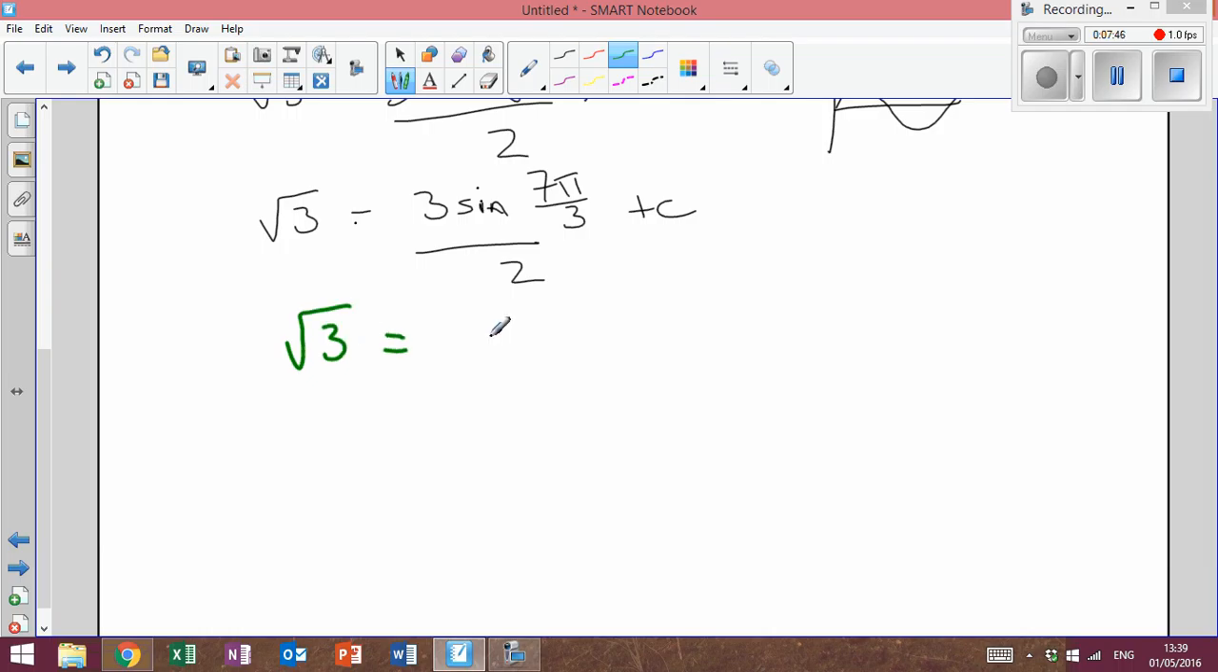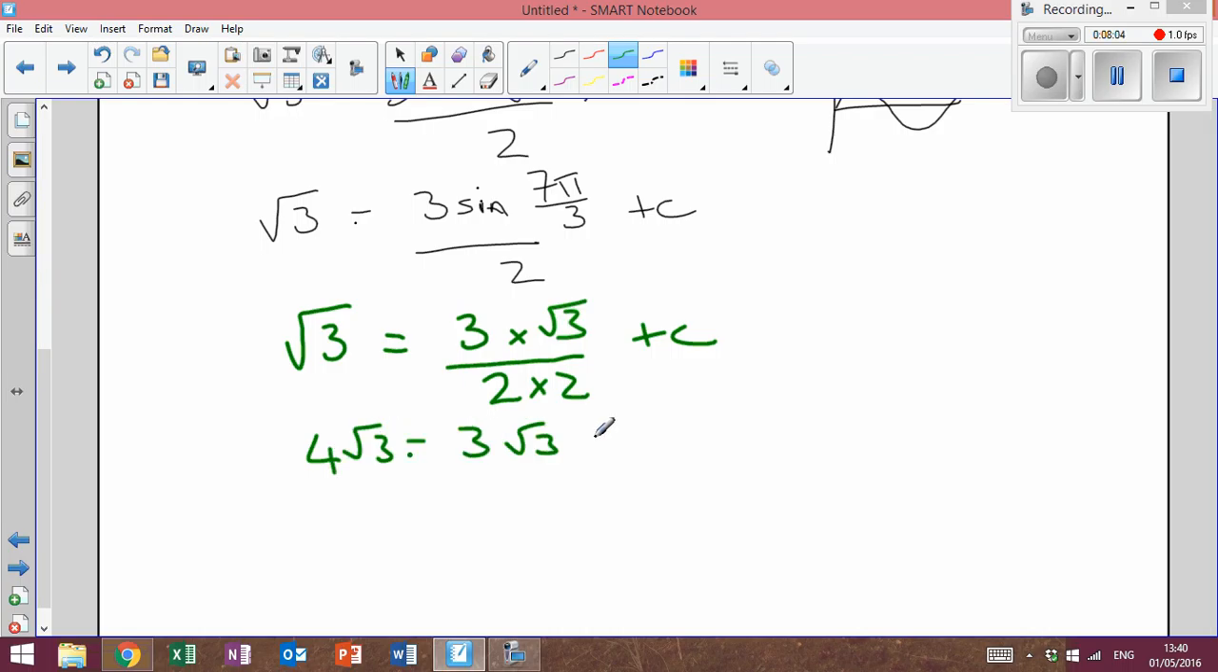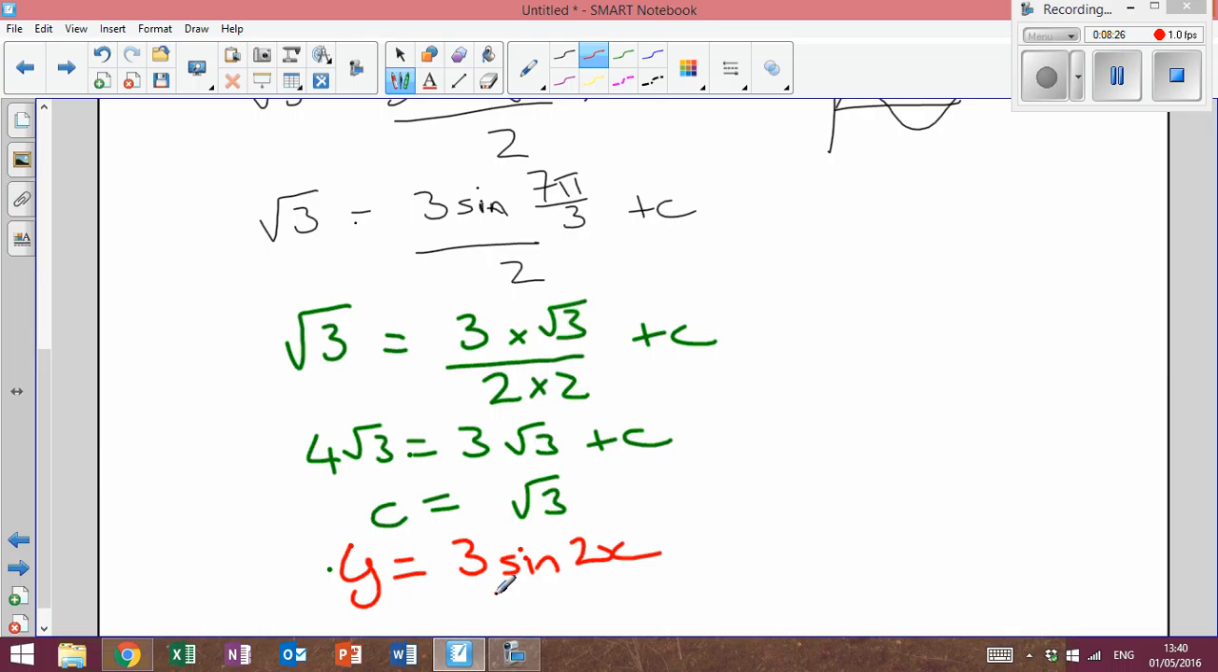So root 3 is equal to 3 times root 3. We've already got the 2 down there, but we've got another 2 from the root 3 over 2, plus c. Okay, you multiply both sides by 4, so that will be 4 root 3 is equal to 3 root 3 plus c. And if you take away 3 root 3 from both sides there, c is just going to be a single root 3. Okay, so your final answer is y is equal to 3 sine 2x over 2 plus root 3. That's your final answer there.